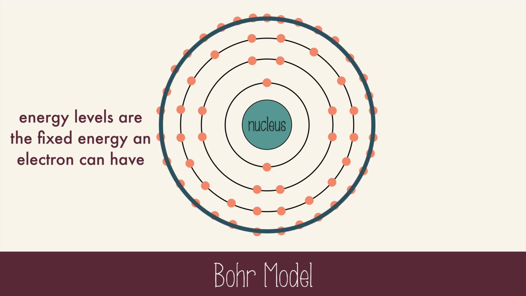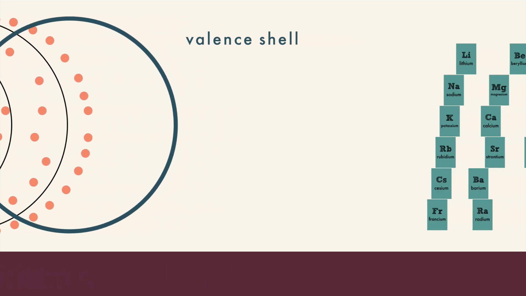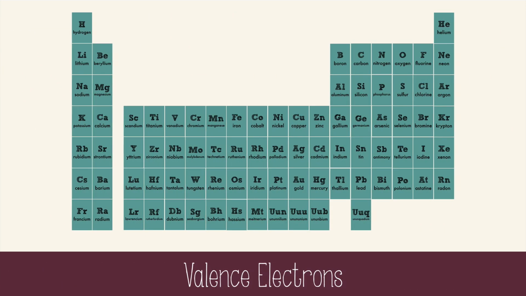The outermost energy level with electrons in it is called the valence shell, and the electrons in it are the valence electrons. It's actually really easy to figure out the number of electrons in the valence shell for the representative elements. You just need to look at a periodic table.